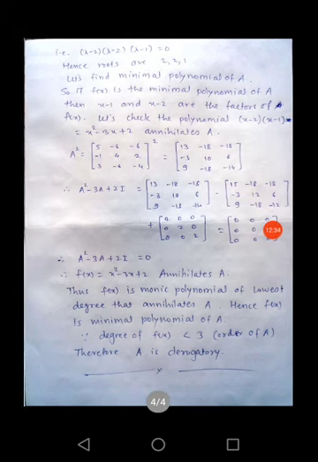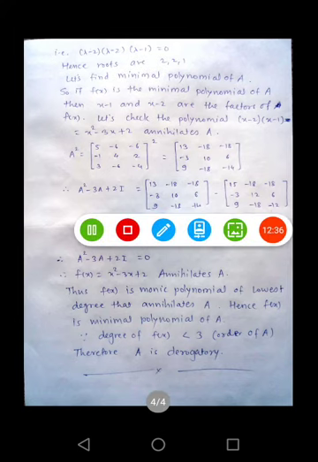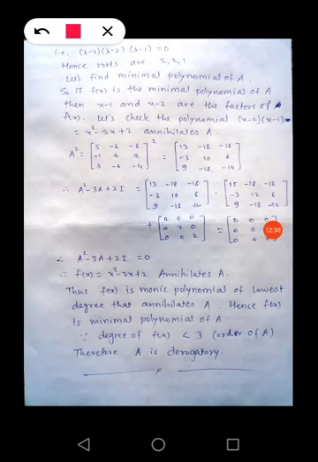For this purpose we have to note A square. A square is calculated for this x square. For this x we should use A. For this 2 we should use 2 into identity. A square means the product of A with A. So if we multiply A with A, then we should have the matrix 13, minus 18, minus 18, minus 3, 10, 6, 9, minus 18, minus 14. Therefore A square minus 3A plus 2 identity equal to the matrix.